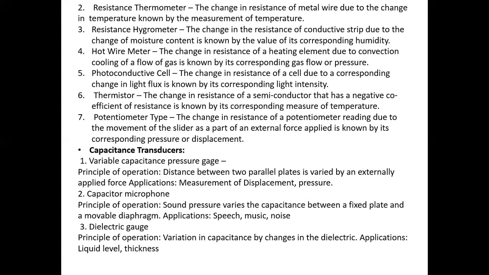Next one is the capacitive transducer. First is the variable capacitance pressure gauge. It operates on the principle that the distance between two parallel plates is varied by an externally applied force, and it is used for the measurement of displacement as well as pressure. Next is the capacitor microphone. It operates on the principle that sound pressure varies the capacitance between a fixed plate and a movable diaphragm. The application is to measure music and noise.